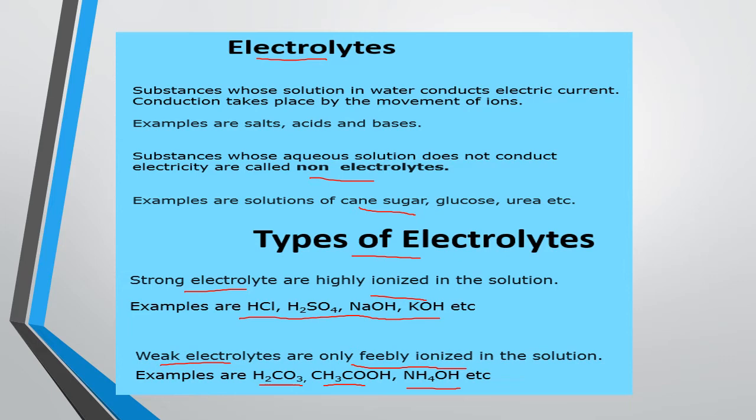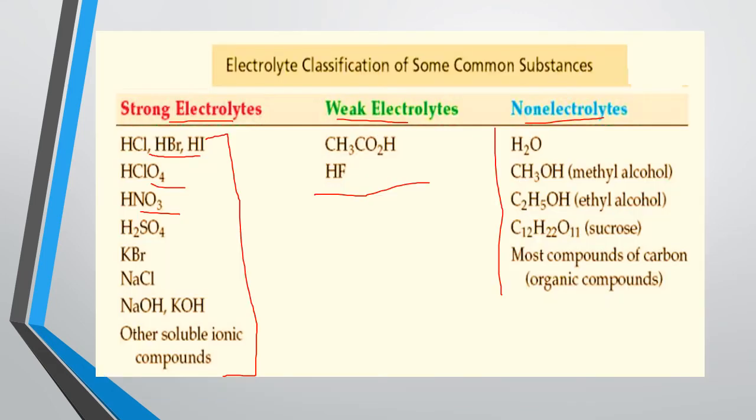Types of electrolytes. Electrolytes are classified into two types: one is strong electrolyte, another is weak electrolyte. Strong electrolytes are those which are highly ionized in solution, for example HCl, sulfuric acid, sodium hydroxide, potassium hydroxide, etc. Weak electrolytes are those which are feebly ionized in solution, for example H2CO3, acetic acid, ammonium hydroxide, in particular.